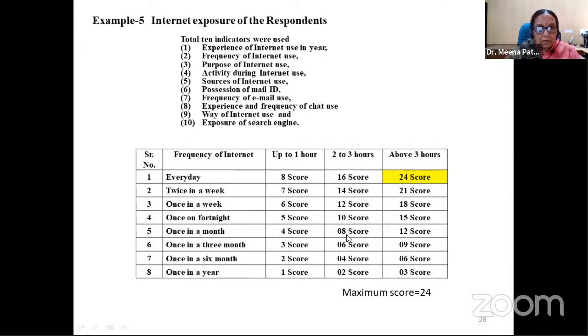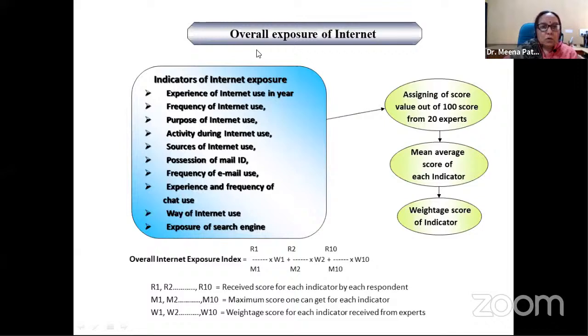By this method, where the respondent gives the response, that will be the score of the frequency of internet use. In this way, all the indicators are measured with a separate table, and the total of these 10 indicators will be the exposure of the respondents. But still we are refining this by the judges, to see how it is overall exposure to the internet.